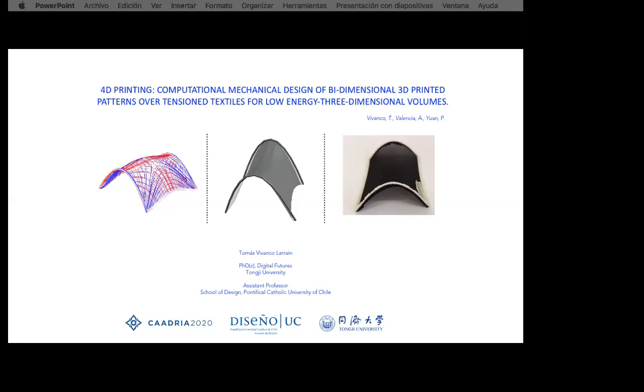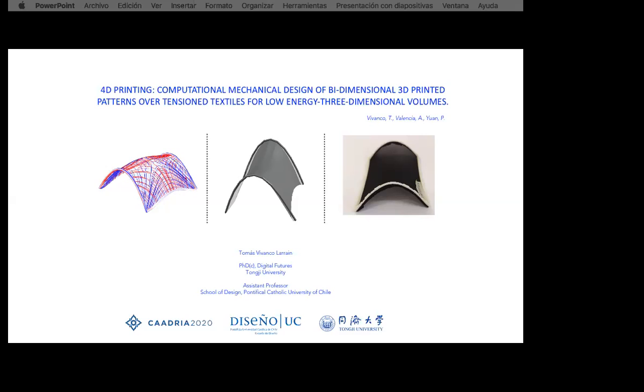This research studies the process of 3D printing bidimensional layers over a pre-tensioned fabric to generate three-dimensional shapes. After the tension of the fabric is released, the printed pattern generates tension and compression over the textiles, which conduce and distribute the internal forces, generating a controlled deformation with a final form.